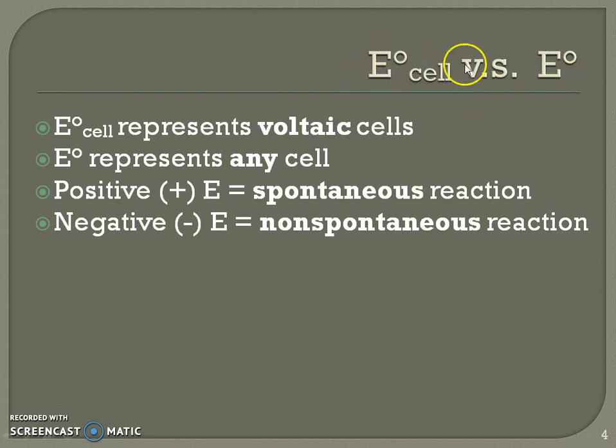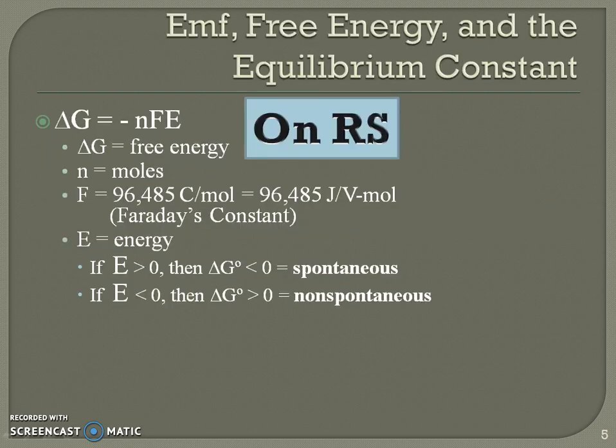So what's the difference between the E cell and just the E? Well, E cell is only in those voltaic cells that we talked about so far, but E just represents any cell. And again, we want to remember a positive E value is spontaneous and a negative E value is non-spontaneous. So that stays the same.